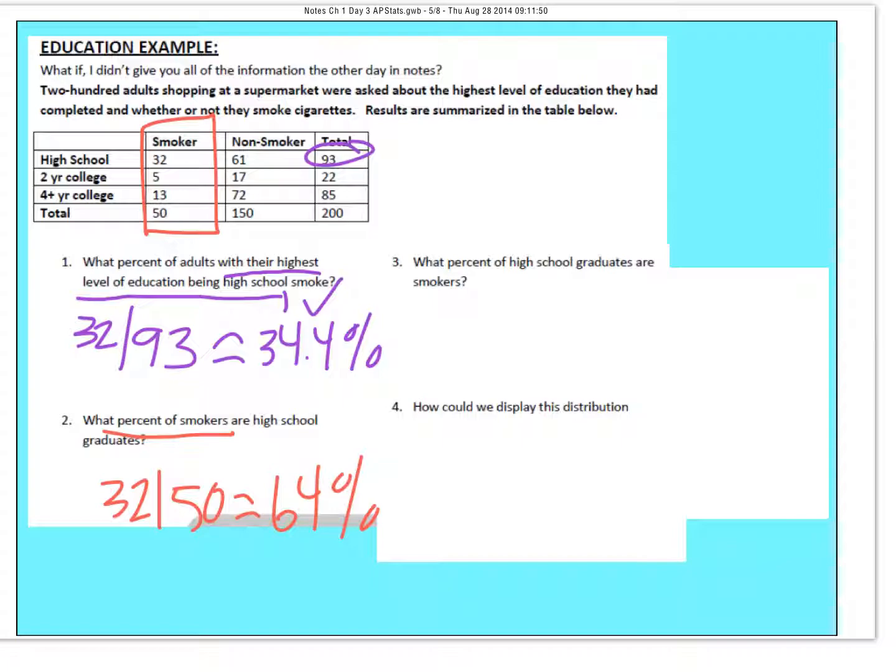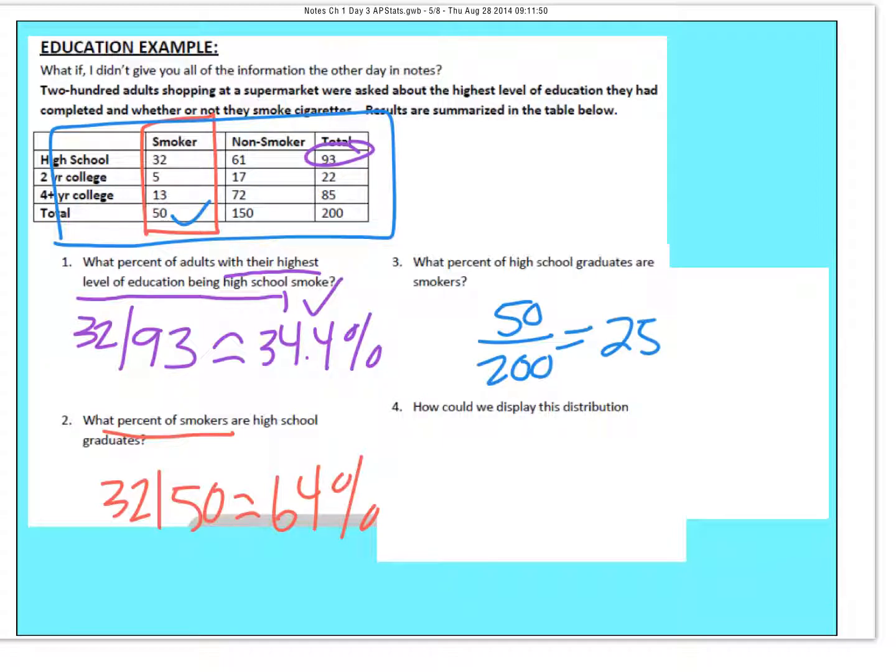Question 3. What percent of high school graduates are actually smokers? So if we look at this, what percent of the high school graduates are smokers? In this table, everybody is actually a high school graduate. So we are looking at the entire table this time. So it's going to be out of 200. How many of them are smokers? We have the total of 50. So here, we're going to have 25%.